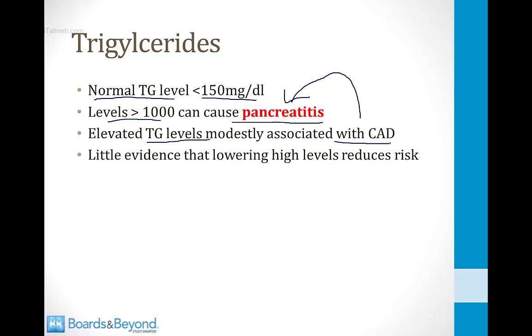However, much like HDL, there's very little clinical trial evidence that says that if you treat someone with high triglycerides with a drug to lower their levels, you will reduce their risk. So it's very rare to see high triglyceride levels treated solely to reduce the risk of coronary or vascular disease. As I said before, though, you do often treat very high levels to avoid pancreatitis.